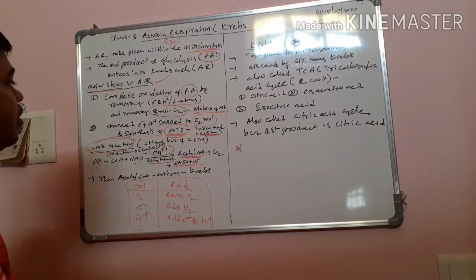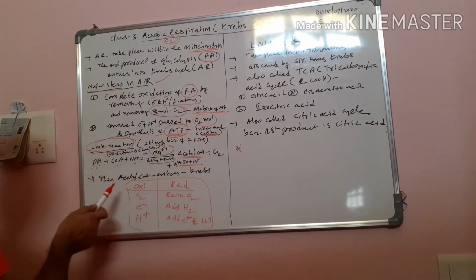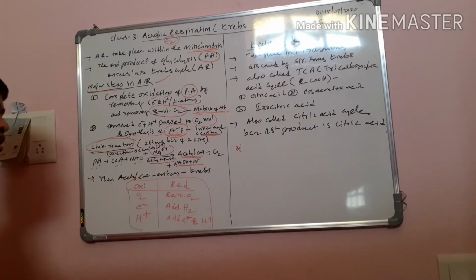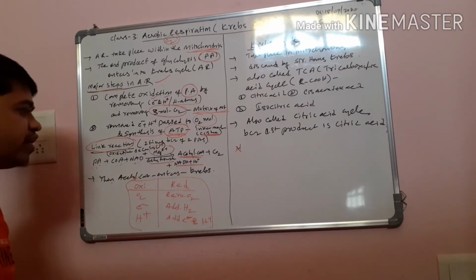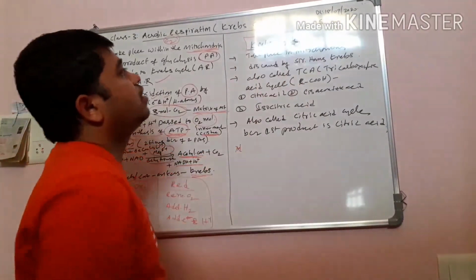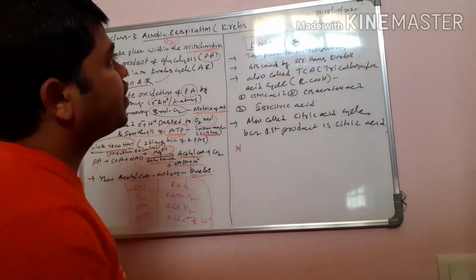Where? Matrix of the mitochondria. Then the acetyl coenzyme A enters into where? Krebs cycle. Then we will discuss in detail about what? Krebs cycle. This is very important.